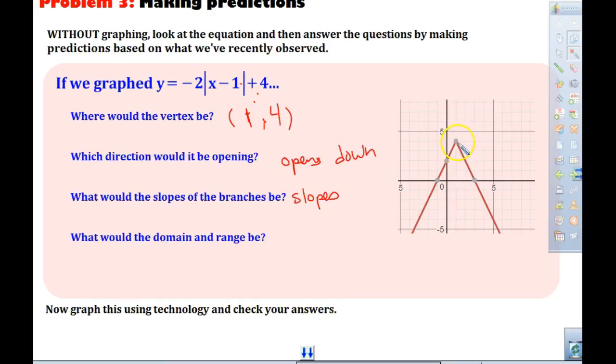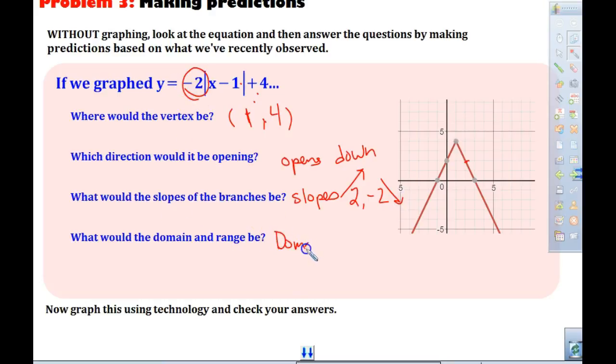Someone said, how do you figure out your slope? Down 2 over 1, down 2 over 1. So we have slopes of 2 and -2. This side is a +2 going up. This side has a slope of -2. How did we get that? That was our number in front.